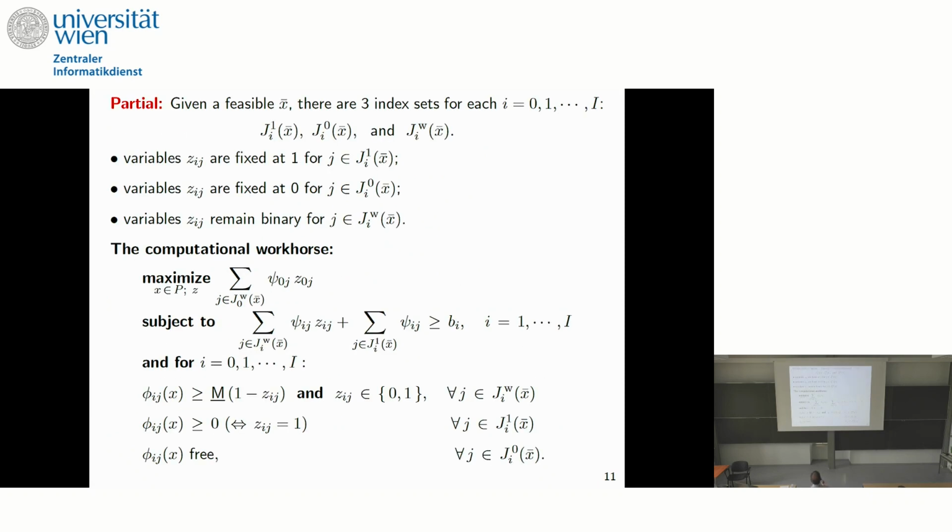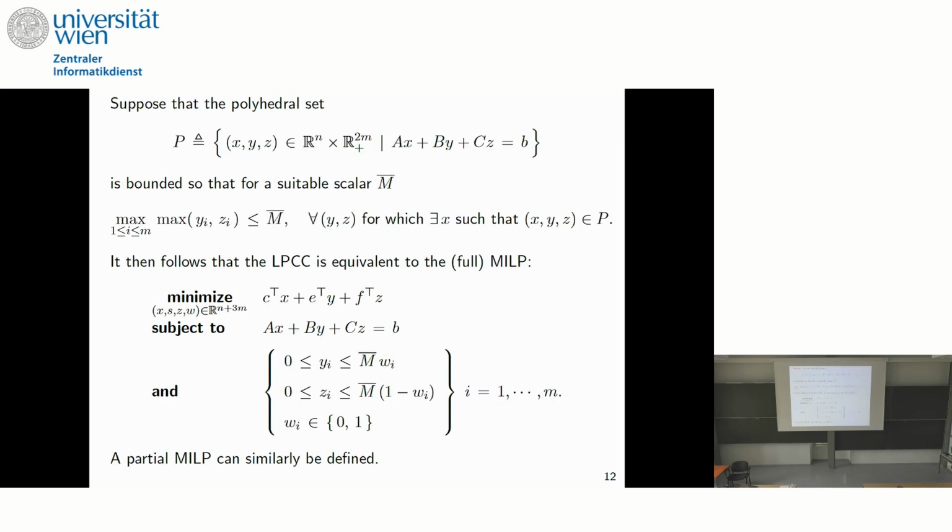So you give a feasible point, and you have three index sets. Some of the variables are fixed, and what remains is a portion of the integer variables. Then you gradually increase the number of integer variables here. That's it. Now, how do you increase the number of integer variables? That, of course, is something else. So what you get for the LPCC is the same thing. This is the full formulation for the LPCC, the full integer formulation, and then you can similarly define a partial. The partial integer formulation is what I'm going to use.